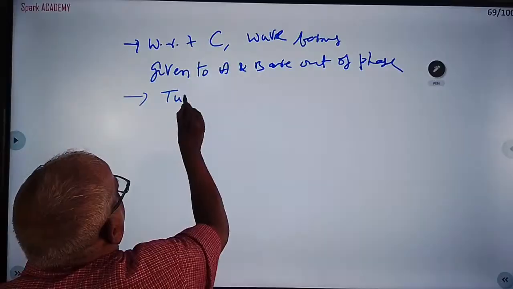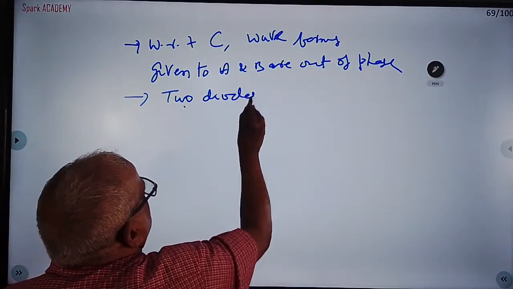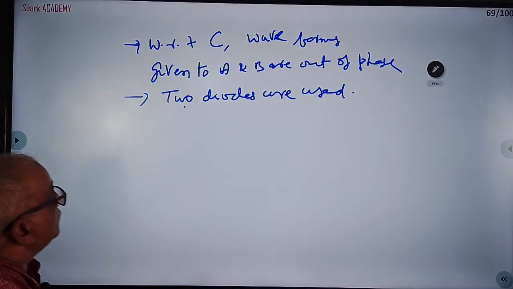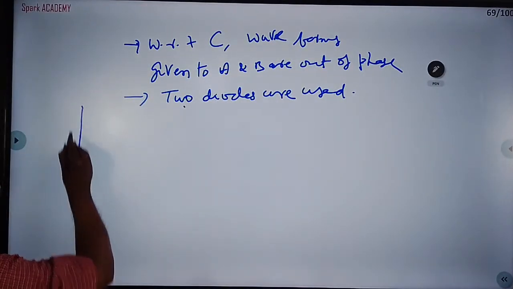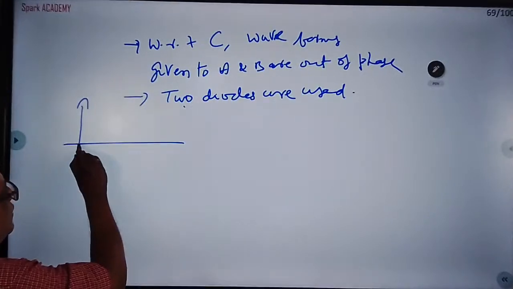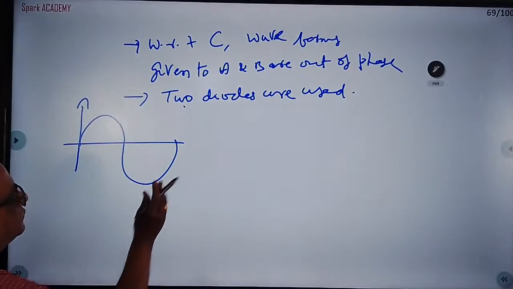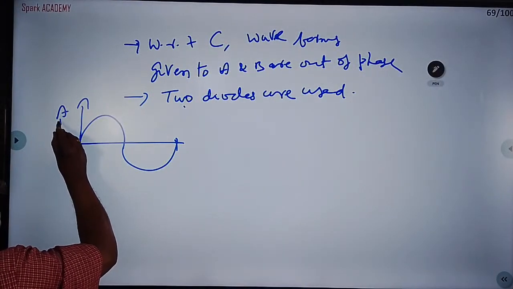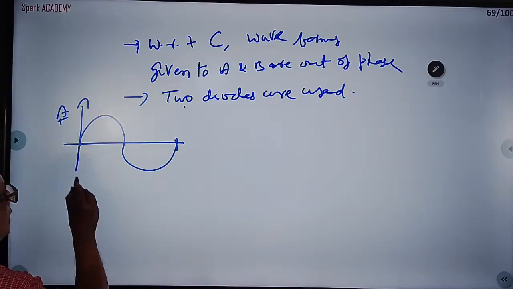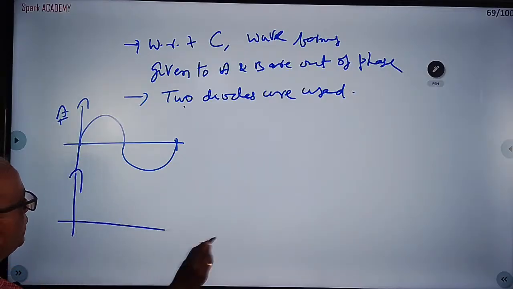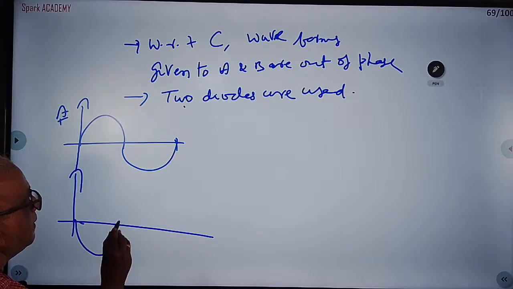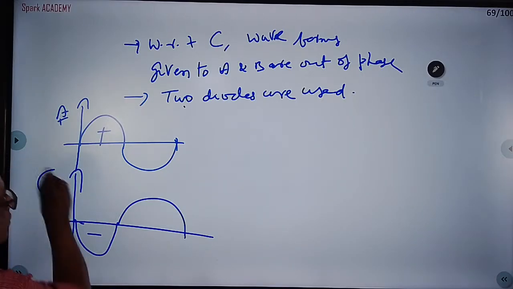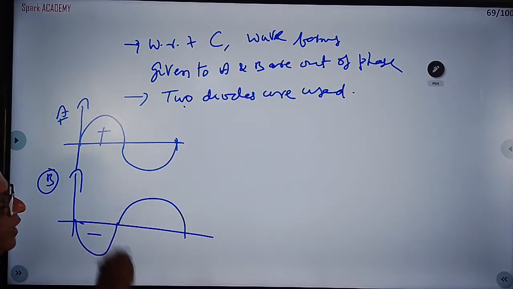Two diodes are used here. In a full-wave rectifier, how many diodes are used? Two diodes are used. So input waveforms are two types here. One input waveform given to A will be like this. B input waveform, how will it be? It will be out of phase. Here plus is given to A, B minus is given. This is input waveforms A and B.